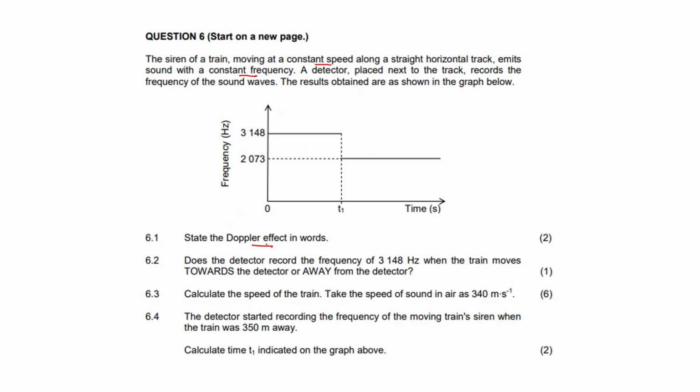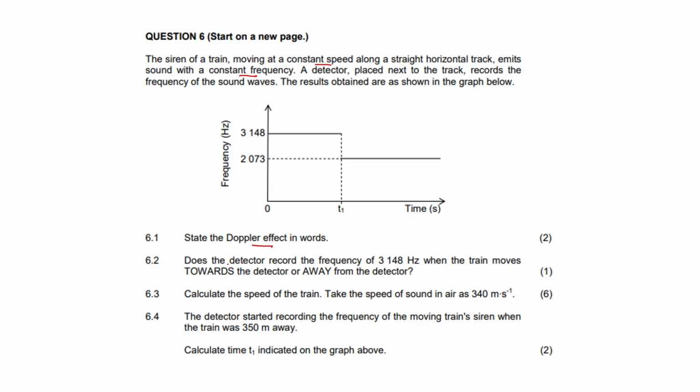State the Doppler effect in words. All right. The Doppler effect is the change in frequency or pitch of the sound detected by a listener because the source and the listener have different velocities relative to the medium of propagation. Or you could say something like, it's an apparent change in detected frequency or pitch as a result of the relative motion between a source and an observer/listener. So any should be fine.